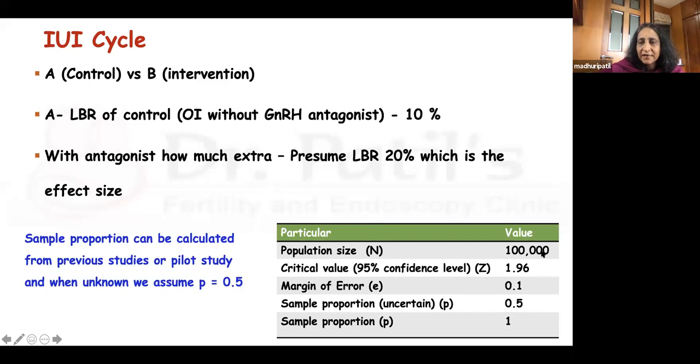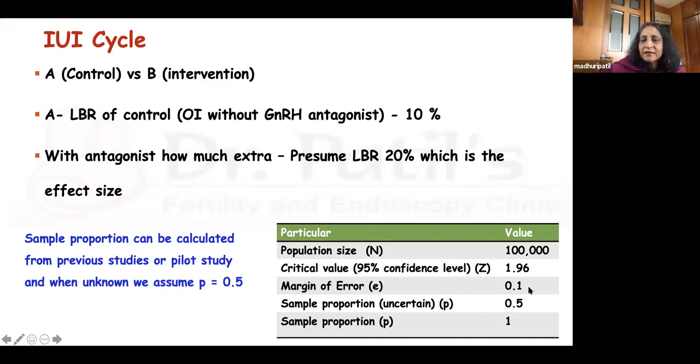So you can take it as 1 lakh patients. Then the critical value at the 95% confidence interval, which we normally use, is Z, and that is 1.96. Then the margin of error is 0.1 here, because we know that there is a difference of 10. When the sample proportion is not known, when it is uncertain, you can just take it as 0.5. But if you have calculated it from previous studies or pilot studies, then you can use the sample proportion P if you have it.